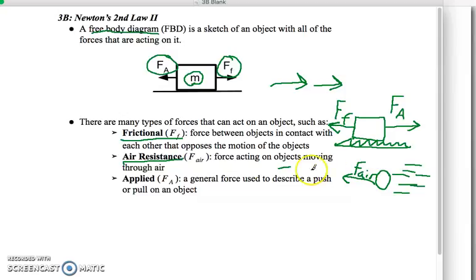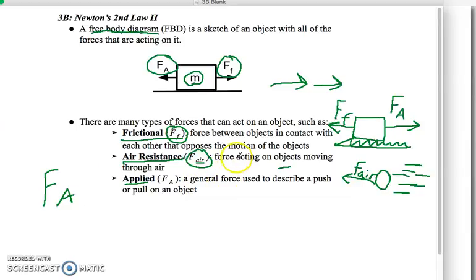And the symbol for the force of air resistance is going to be uppercase F with a little "air" in the subscript. And the force of friction is going to be capital F with a tiny f for the force of friction. And then the applied force is going to be next. So the applied force is Fa, just F with a little subscript A.